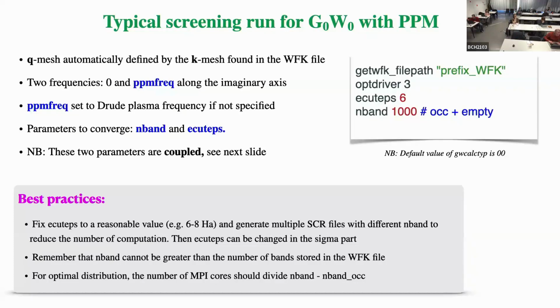According to our tests, using this second point for the plasmon pole fit and setting it to the Drude plasma frequency is a good idea, because you still have something that has structure but is not too high in frequency, and so the fit is numerically stable. Okay.